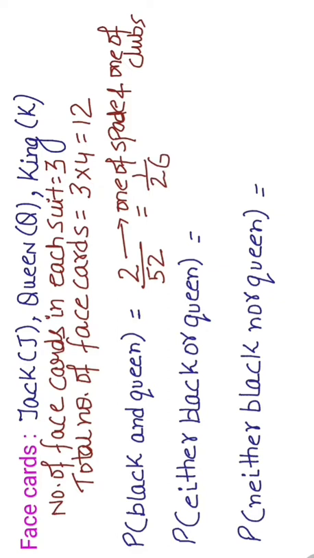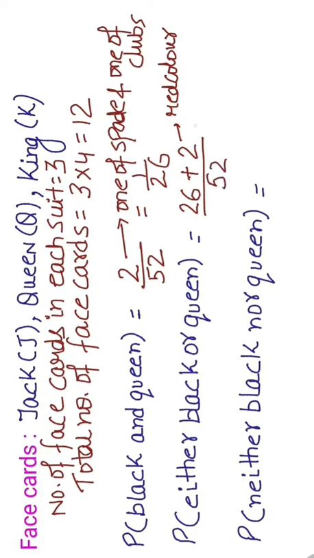Now probability either black or queen, that means the card can be black or queen. So there are 26 black cards. These 26 black cards already include 2 black queens, and there are 2 more queens of red color. Because there are total 4 queens, 2 are included here, and you have to add the remaining 2. So total number of favorable outcomes are 28. So probability will be 28 by 52, that is 7 by 13.